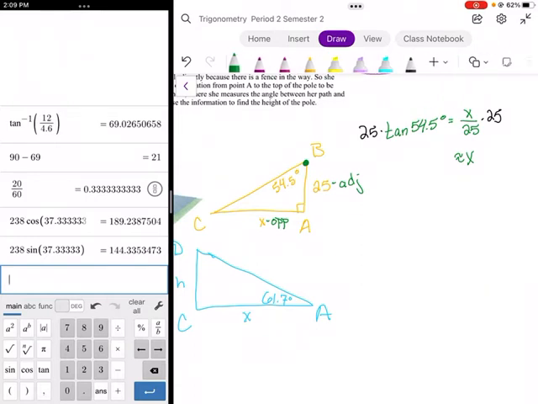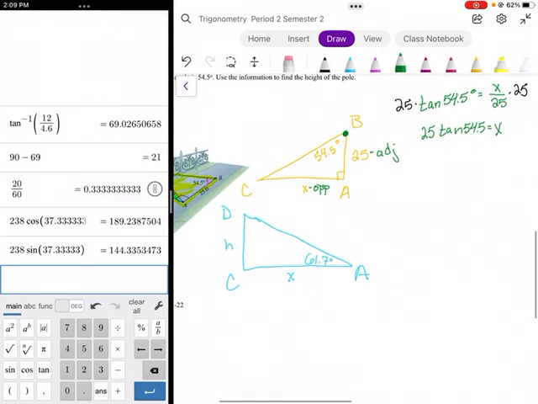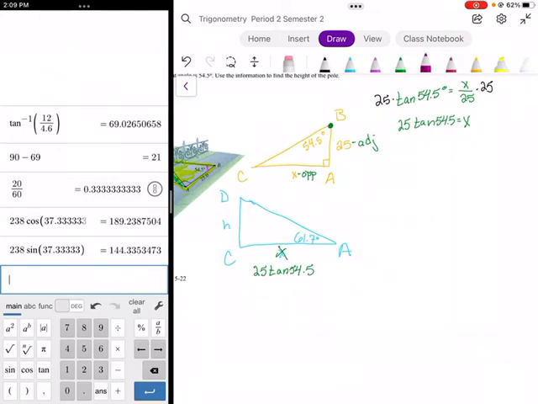And normally this is where we would type that in, but just to make sure that we get the exact value at the end, I am going to leave it as 25 tangent of 54.5 equals X. And that's what I'm going to use down here for the X value. So instead of this, I'm going to put 25 tangent of 54.5. And this way, our final answer is going to be the most accurate because we haven't rounded multiple times.